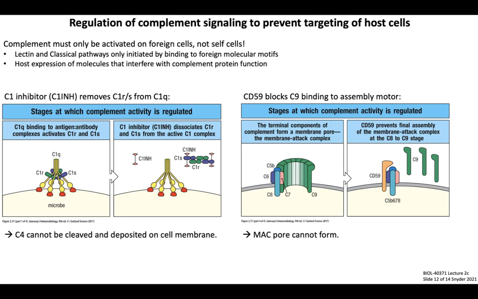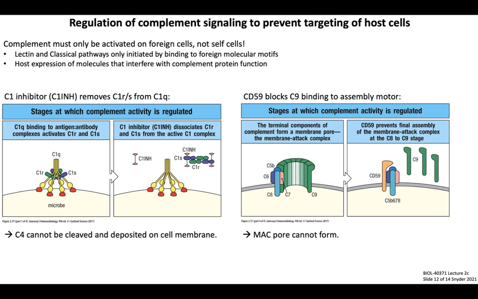The second mechanism is that host cells express a variety of molecules that function by displacing, blocking, or otherwise inactivating complement proteins in case they accidentally target host cells. Some examples of this include the expression of a C1 inhibitor, which is secreted by host cells and will remove the enzymatic subunits C1r and C1s from the C1 complex. This essentially inactivates it so that it cannot cleave its substrate C4.